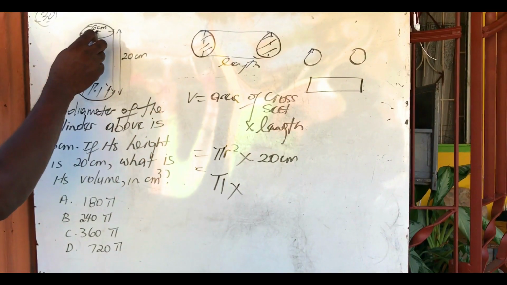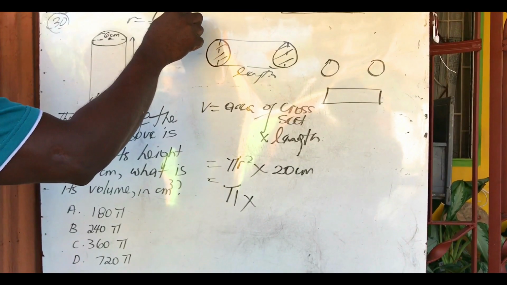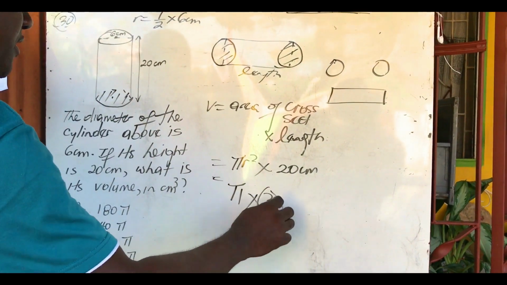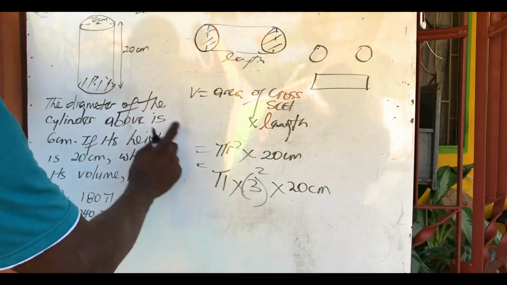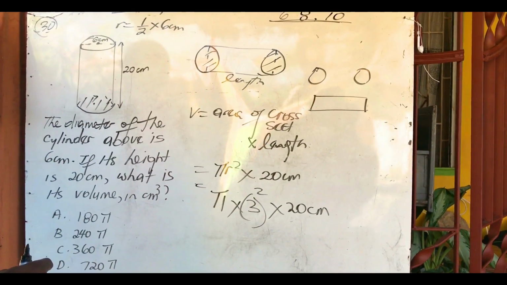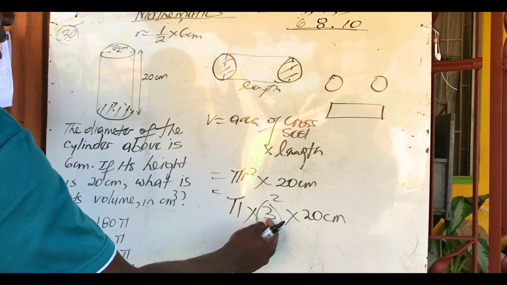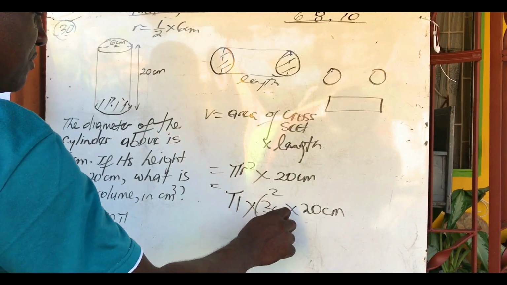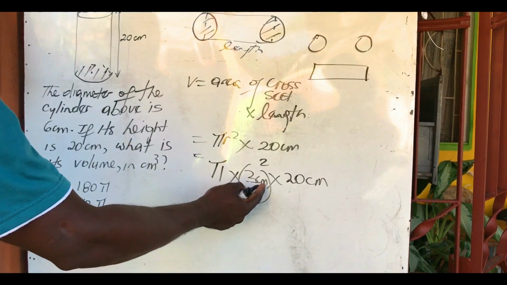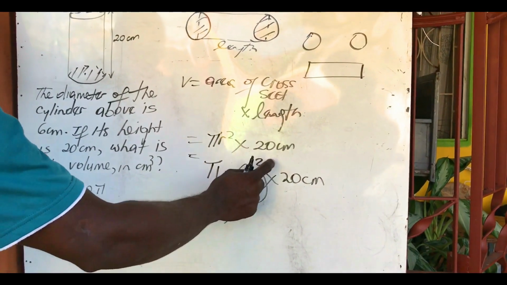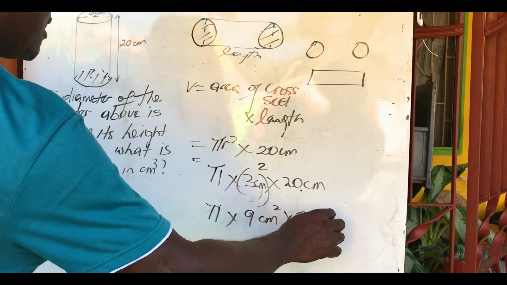Now if the diameter is 6 centimeters, then the radius, as we know, is half of the diameter. That's half of 6, which gives us 3. So it is 3 squared times the 20 centimeters. The radius would have been 3 centimeters, and it's really 3 centimeters here that has been squared. So it's pi times 3 centimeters, all squared, which is 3 centimeters times 3 centimeters, giving us 9 square centimeters times 20 centimeters.